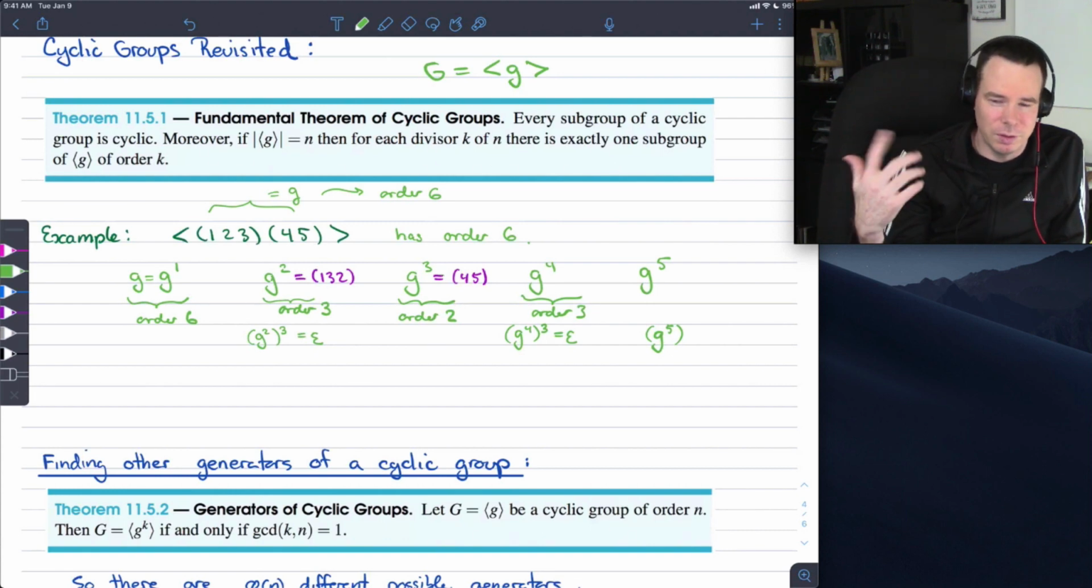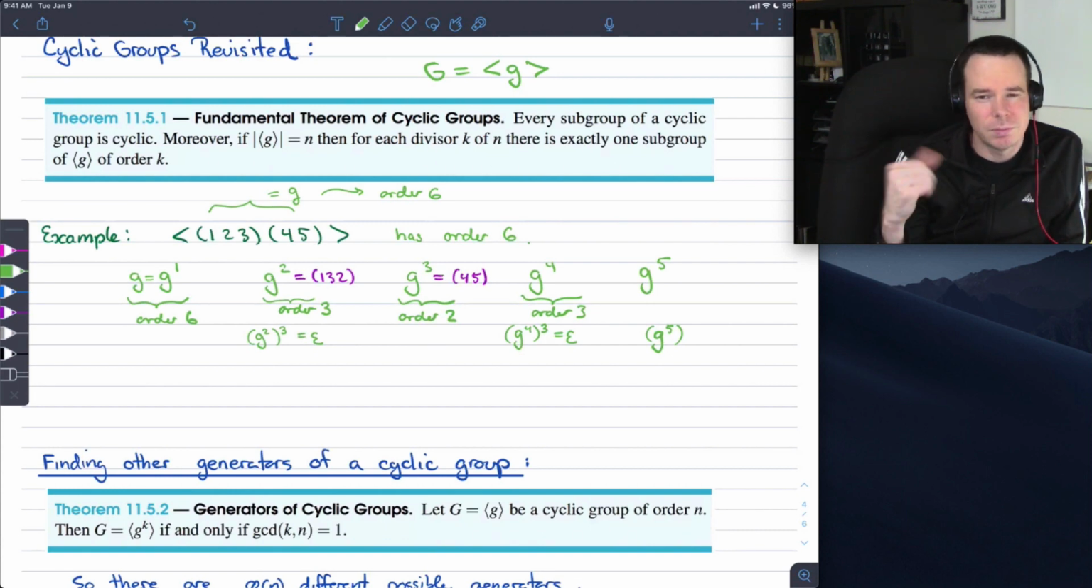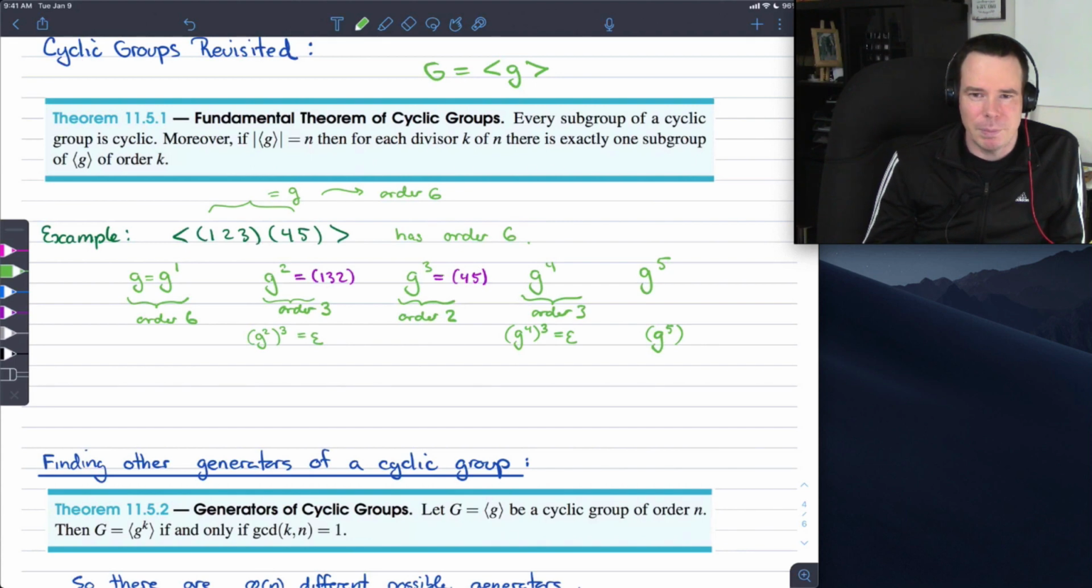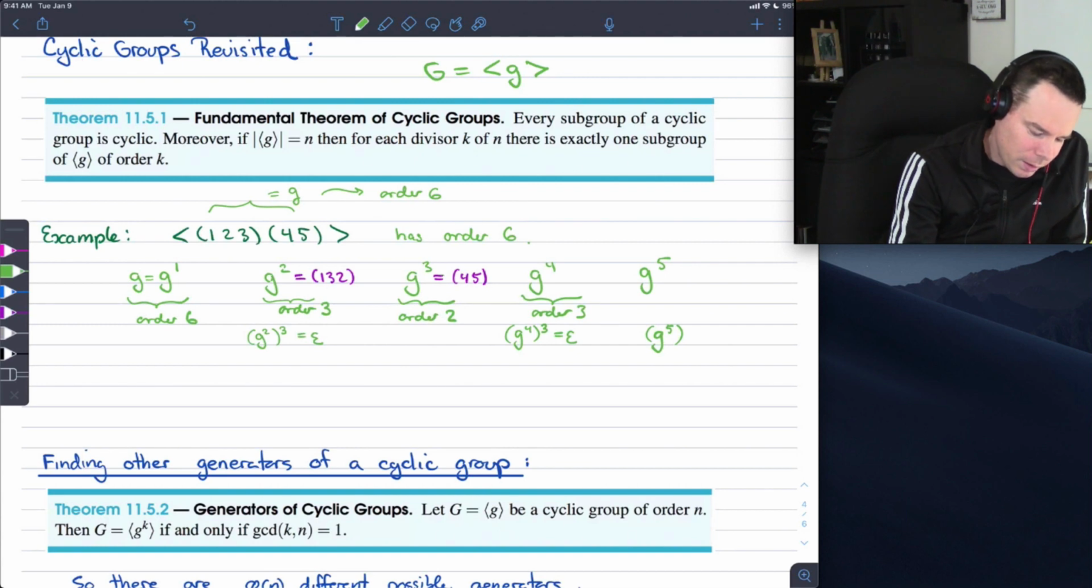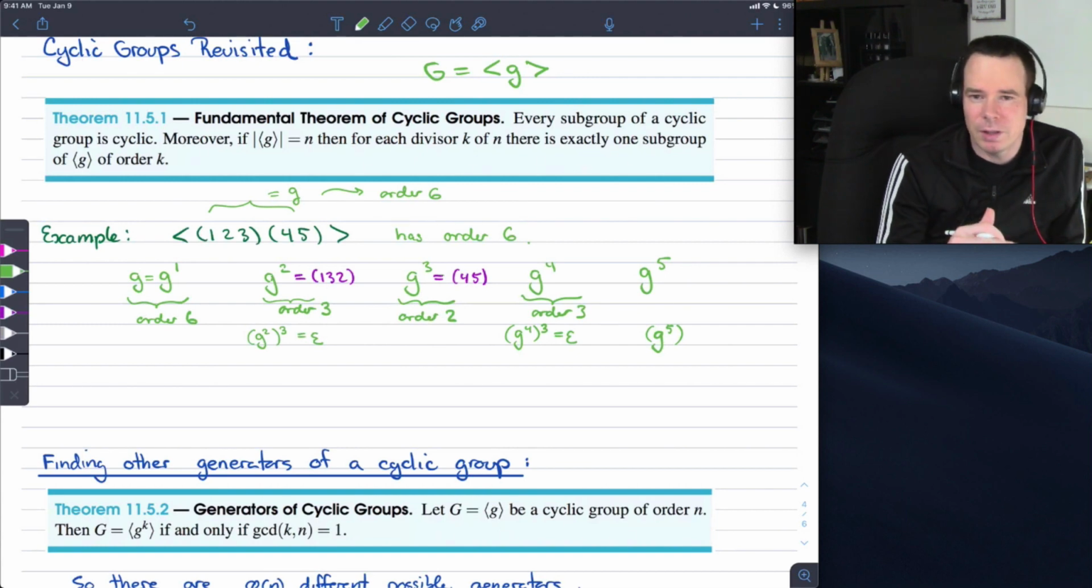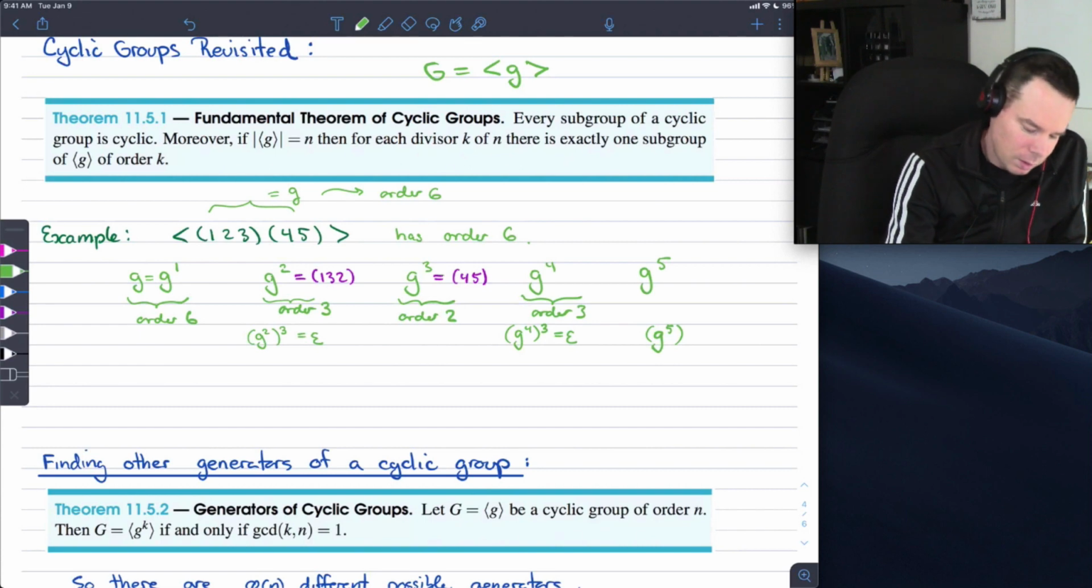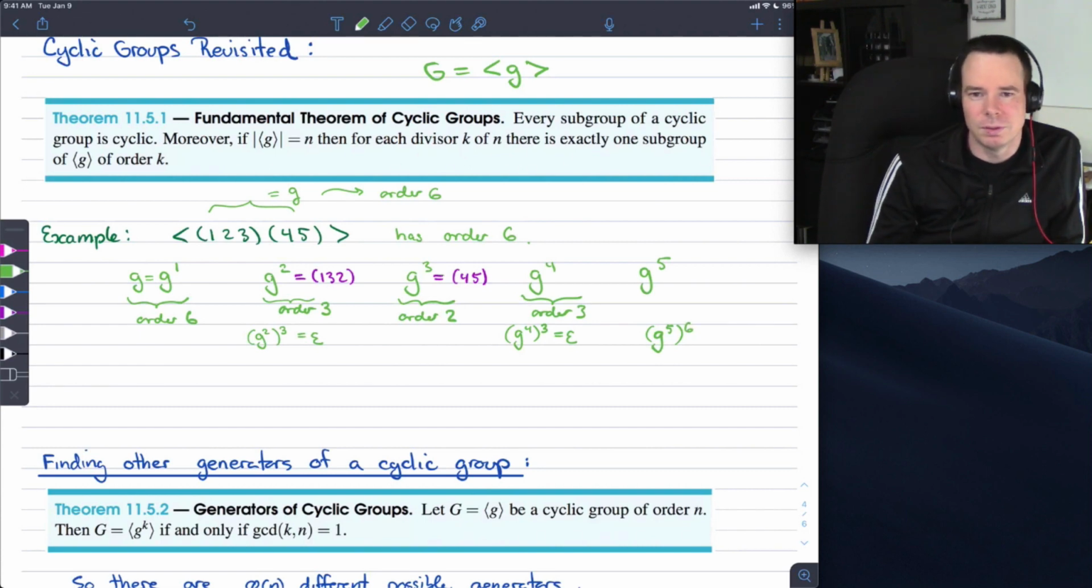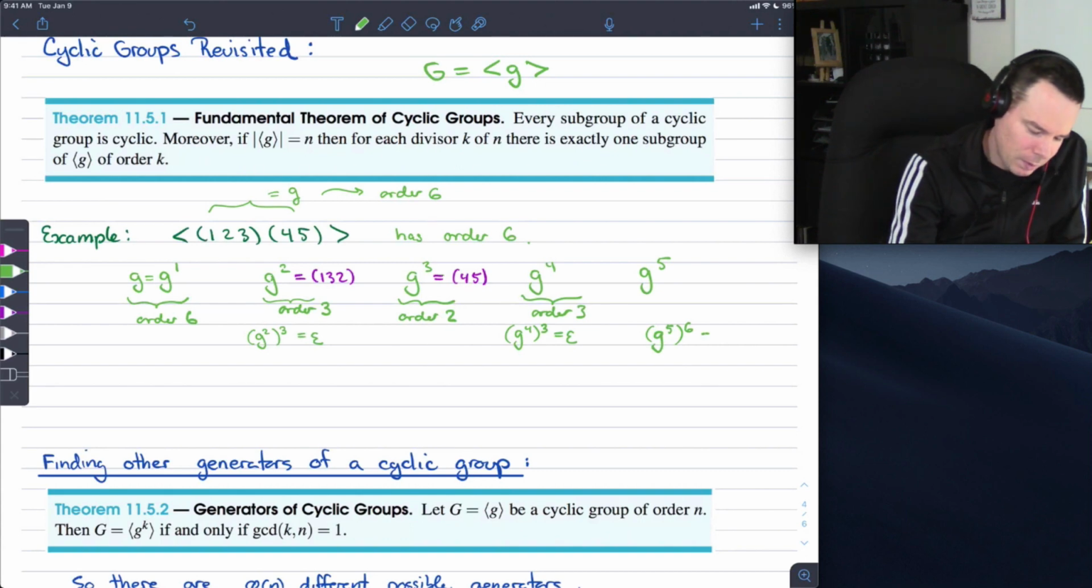So g to the 15 is equivalent to g cubed, still not the identity. In some sense, I'm starting to do modular arithmetic here. I'm trying to raise it to a power and see when that power is divisible by 6. So what is the smallest power I could put here? Well, I need 5 times whatever I put there to be divisible by 6. And since 5 shares no common divisors with 6, I'd have to use the full value of 6 up there to get the identity. And so that says this is order 6.